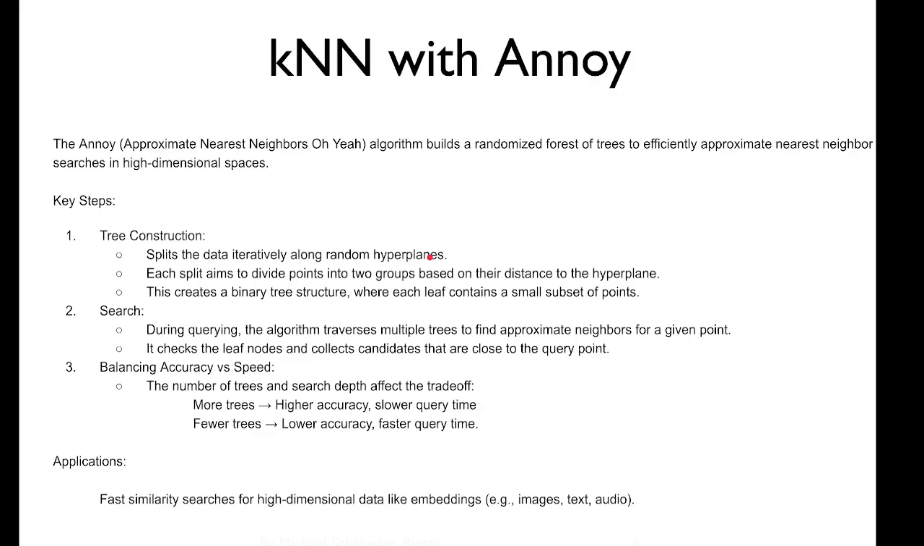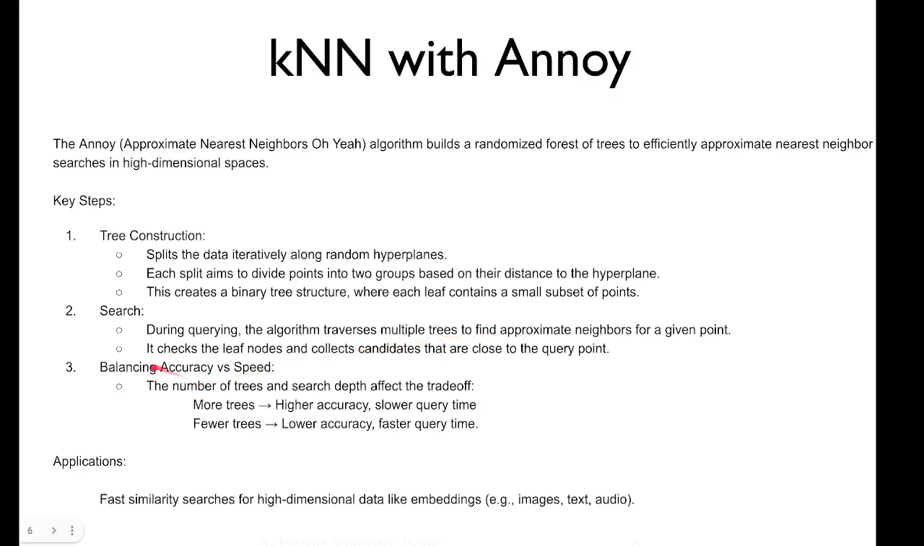And you do this for multiple such planes, and that way you have basically a binary tree structure where the leaves are small subsets of points. And then during search, you use this tree structure that you created once for querying by traversing multiple trees, to find the approximate nearest neighbors of your given points.